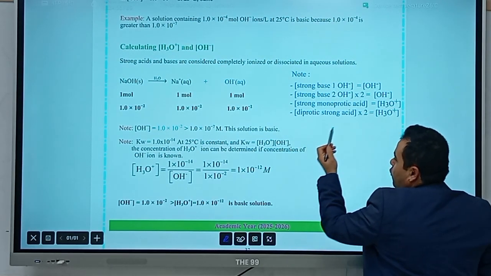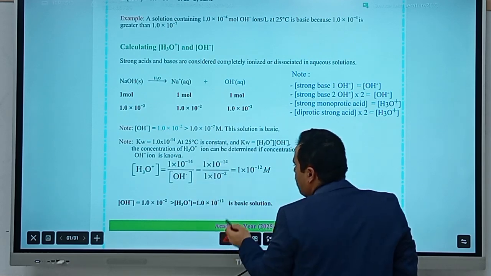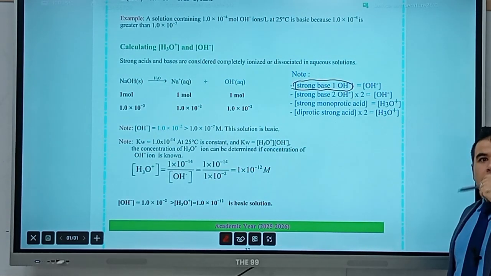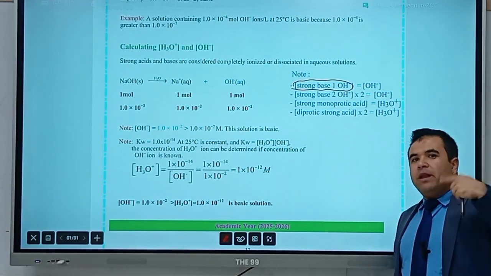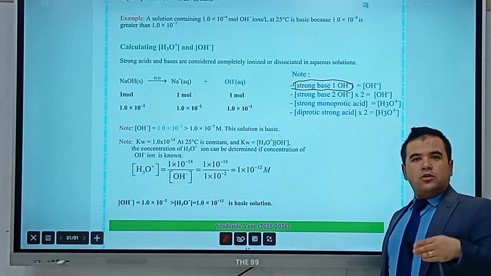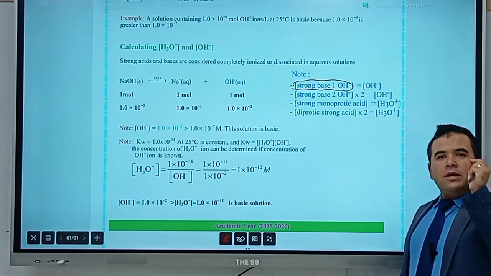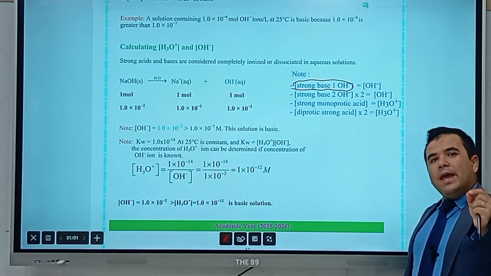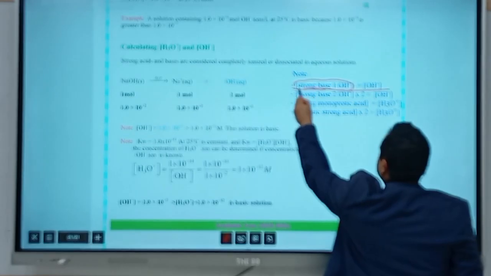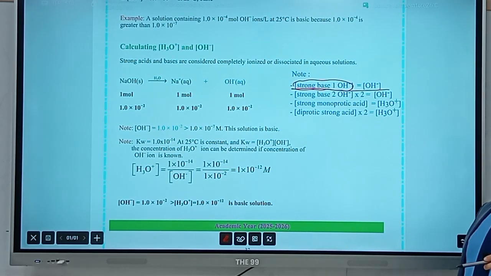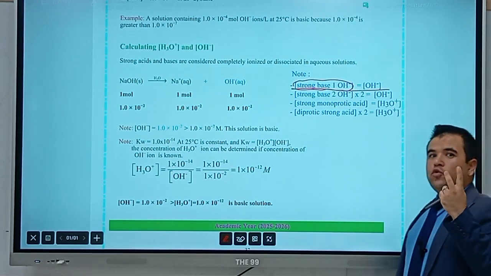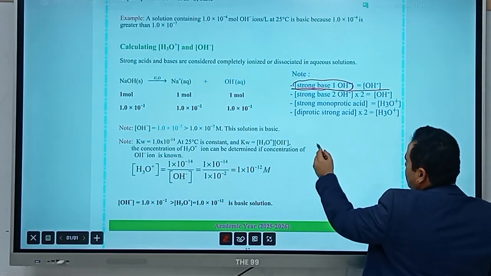Guys, we have four possibilities of questions. If a strong base group 1 hydroxide concentration is given, like lithium hydroxide, sodium hydroxide, potassium hydroxide, directly the concentration of the base is equal to the hydroxide concentration. So we can directly obtain the concentration of the hydroxide, which is equal to the strong base concentration. But if group 2 hydroxide is given, so let me first provide for the group 1 hydroxide, guys.